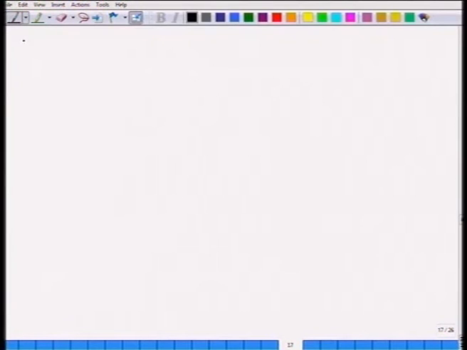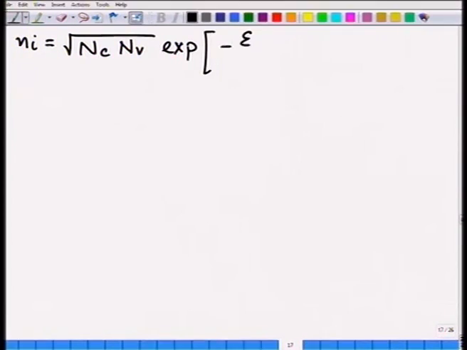Now, let us calculate Ni. What is the value of Ni? The Ni value is the square root of Nc times Nv, e to the power minus Eg by 2kBT. All right. So you know the band gaps. You have been given the band gaps for different materials. You know what Nc and Nv are. This is also given to you.